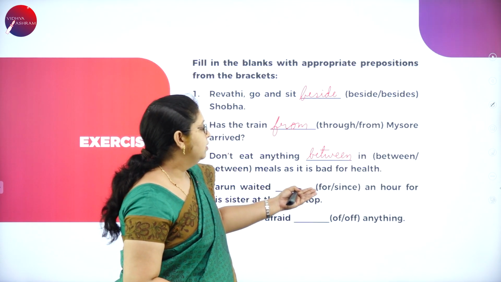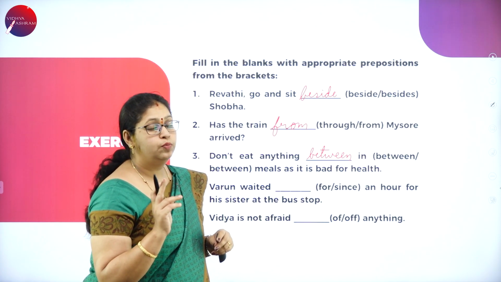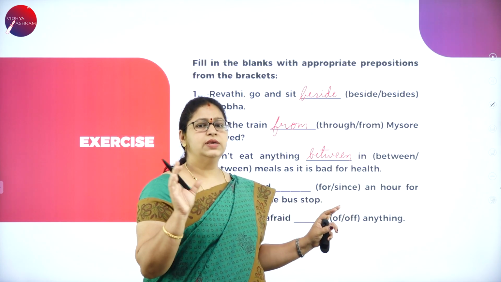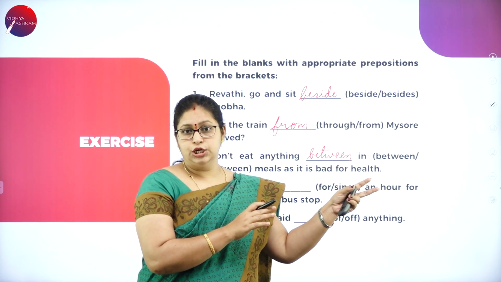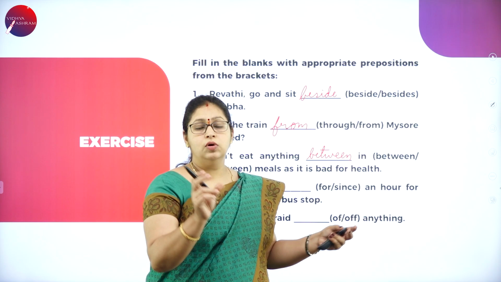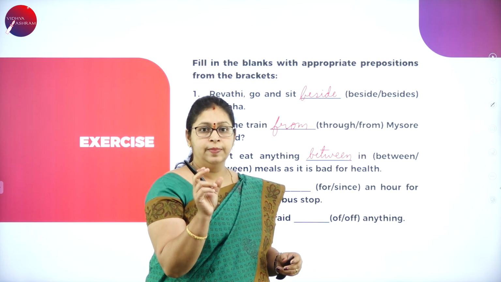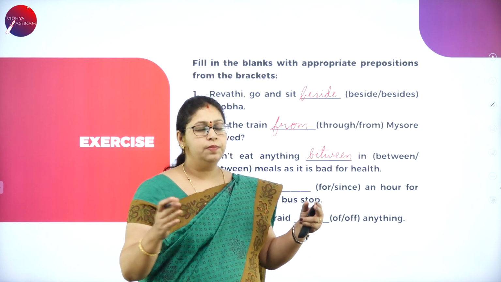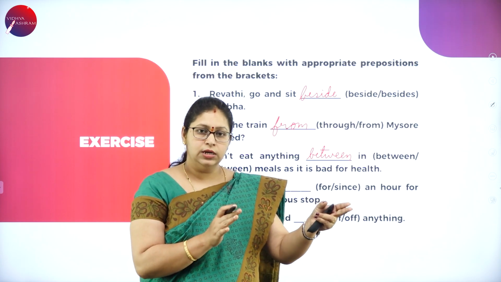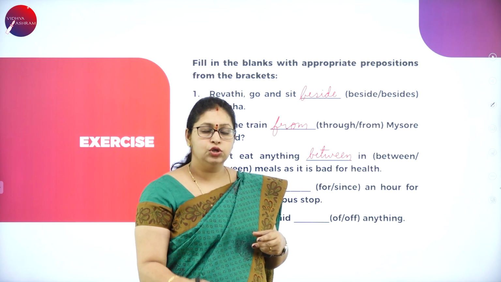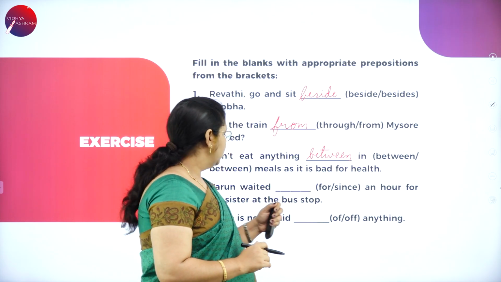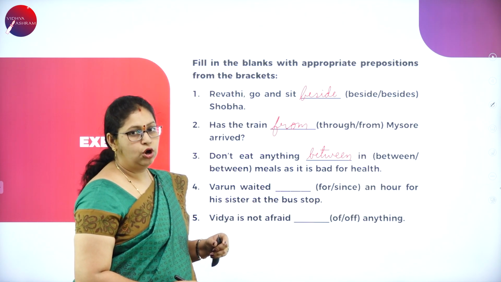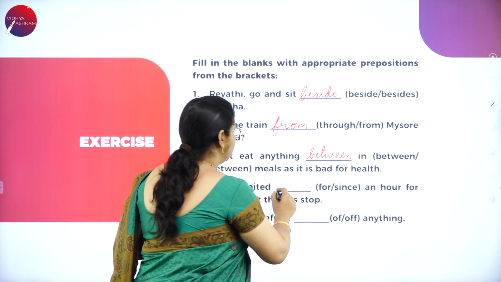Varun waited since or for. I told you these two prepositions will always confuse you. So, since is from a particular time. We see in the advertisements since 1982, since 1985. So, that is from a particular point of period. If that point of period is mentioned, we have to use since. And for is used for a period of time, from here to here, for a time. It has been raining for 3 hours. So, when it is a period of time, we use for. Here in this sentence, Varun waited for an hour for his sister at the bus stop. So, it is a period of time here. So, we will use for.